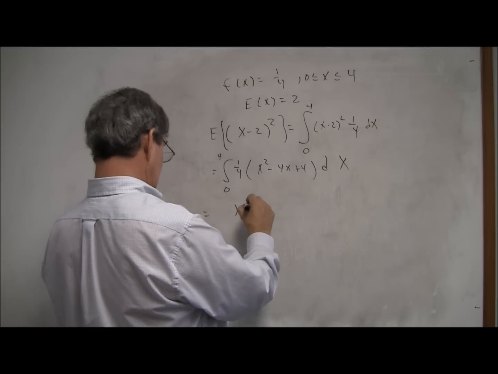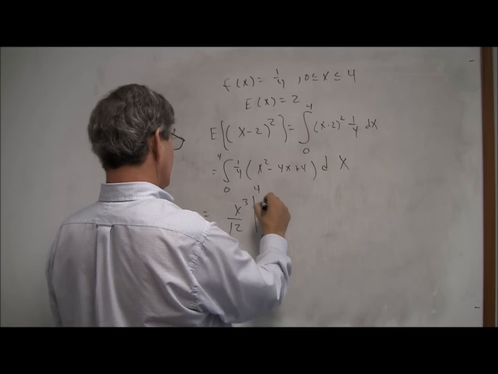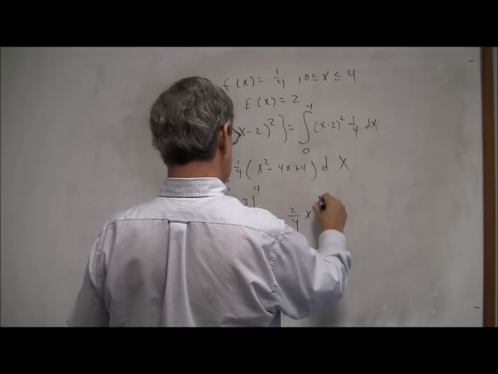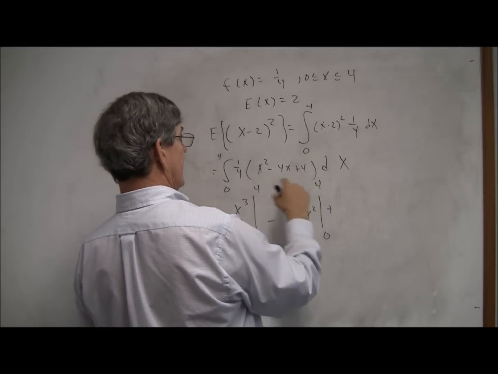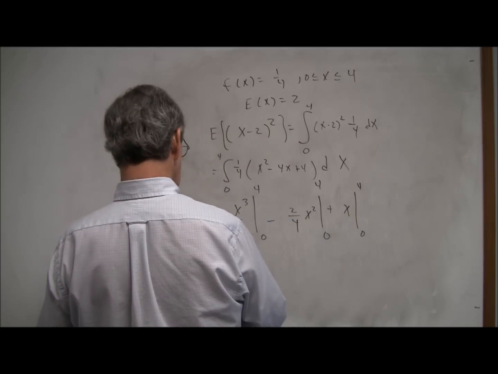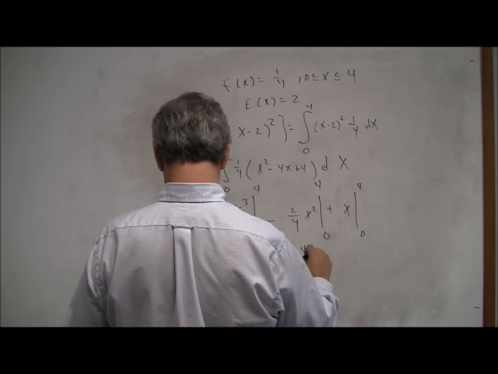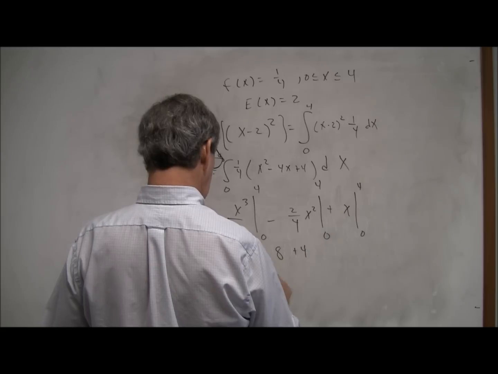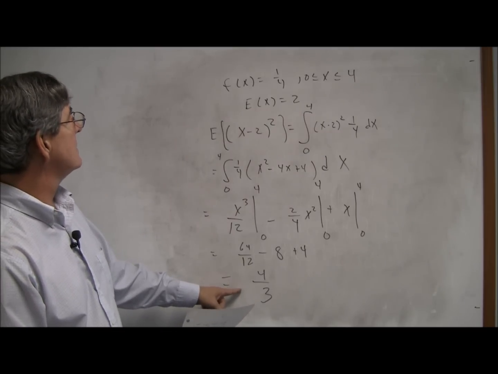And so that's x cubed over 12 evaluated from 0 to 4, minus 2 over 4 x squared evaluated from 0 to 4, plus the 1/4 and 4 cancel, so we just get x evaluated from 0 to 4. So this is 64/12 minus 8 plus 4. And when you work this all out, you get 4/3. So the variance in this case turns out to be 4/3.